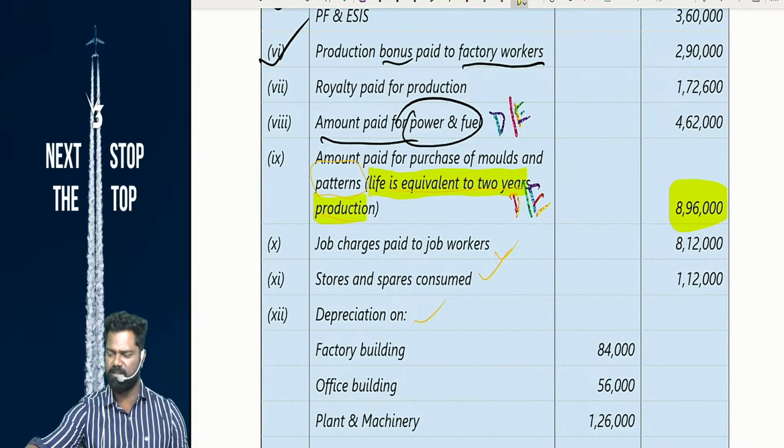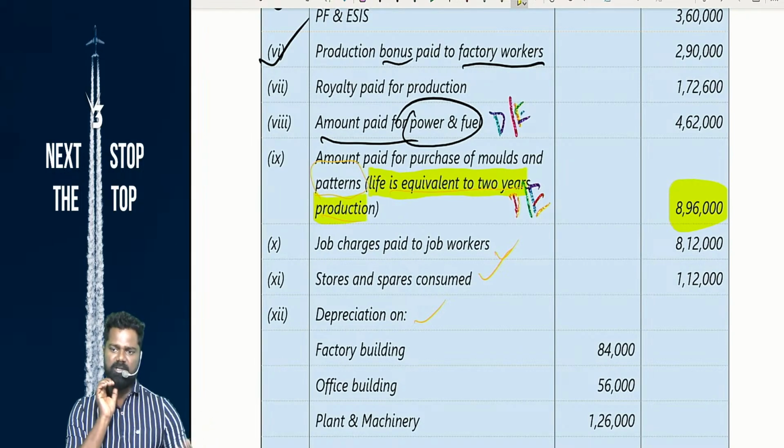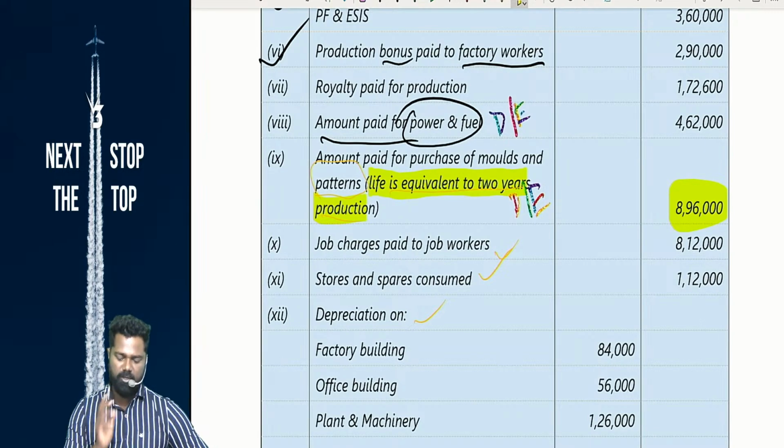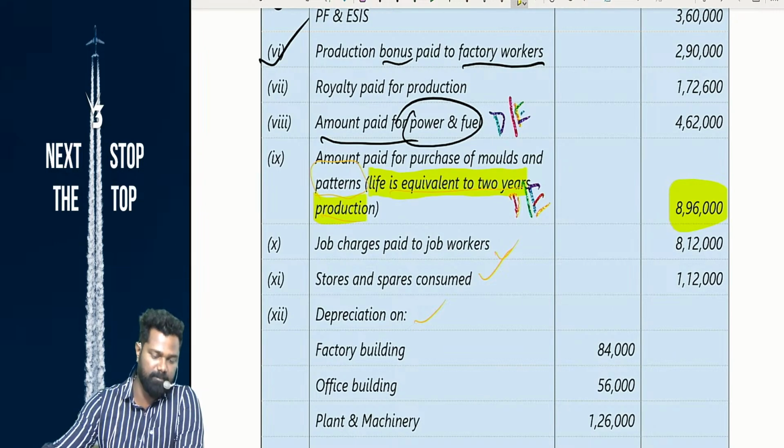Just like depreciation, boss. With depreciation, do you take the entire amount in 1 year or depending on the useful life? So how much useful life was there here? So I should amortize it for how many years? 2 years. Divided by 2 we will do. Is everyone understanding?